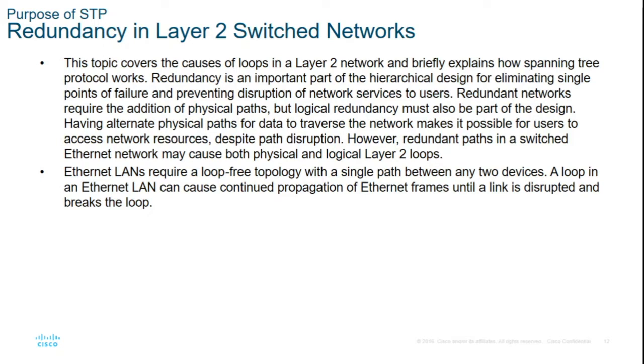But take note that redundant paths in a switch network may cause physical and logical Layer 2 loops. A loop in an Ethernet LAN can cause Ethernet frames to propagate continuously, in other words, go around the network endlessly and cause the network to fail.